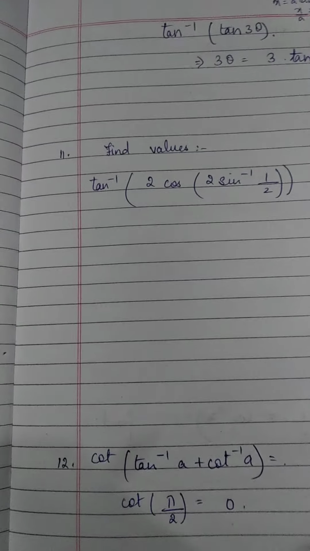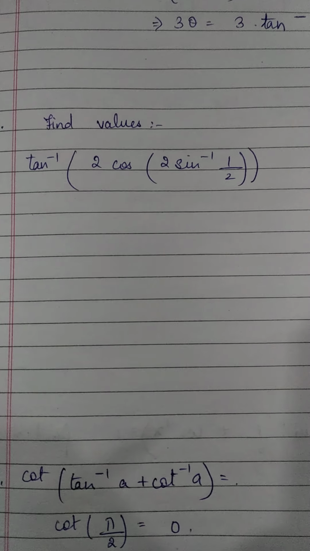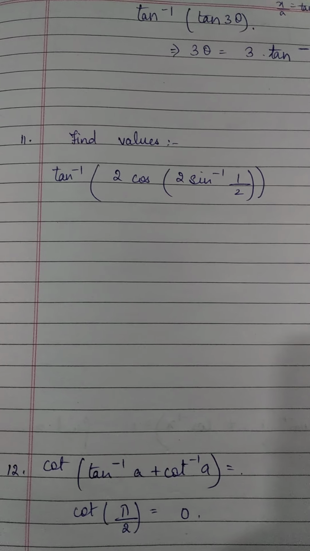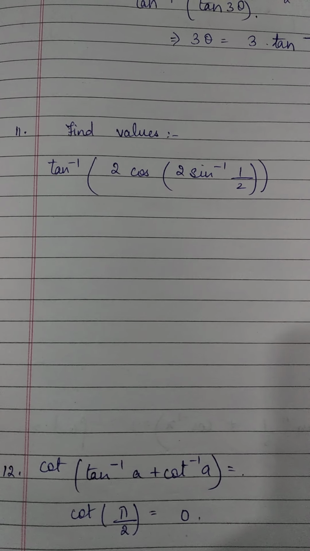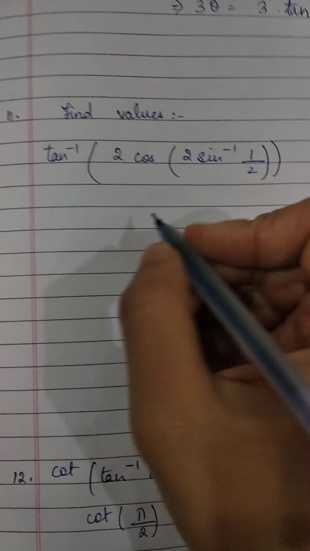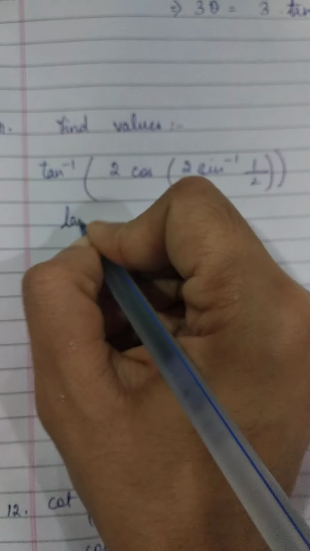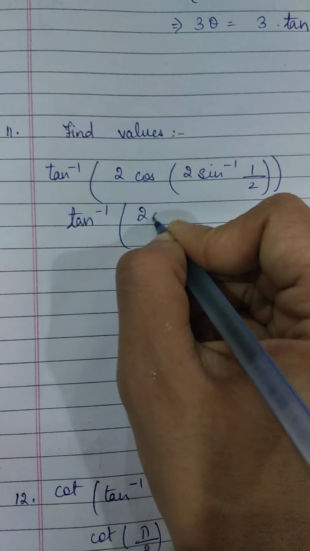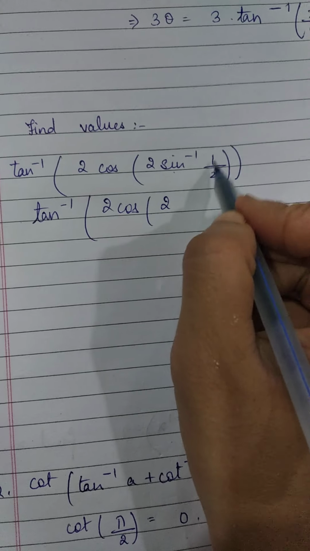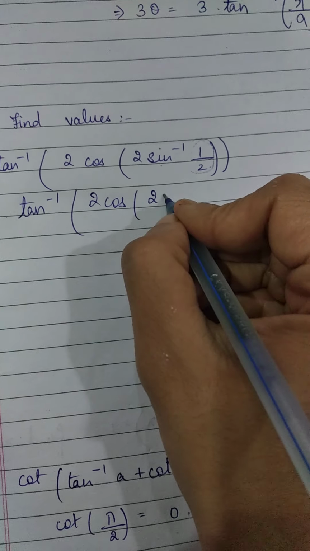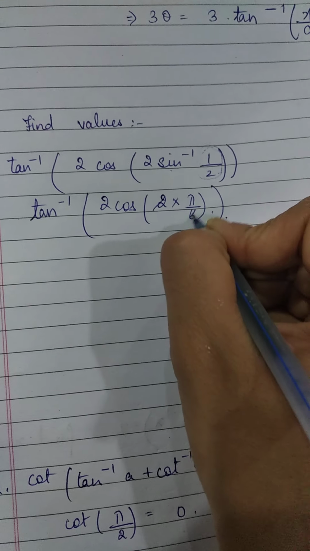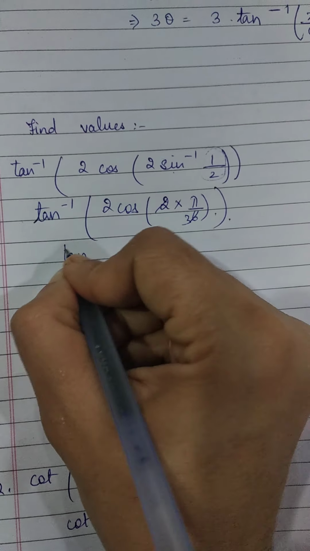With this, we move on to question number 11. We have to find out the value of this. In question number 11 to 15, we have to simply find out the values of the following. So tan inverse, we'll just go by the innermost bracket term. So 2 sine inverse 1 by 2. Sine inverse 1 by 2 at what angle? 30 degree. So it's pi by 6. Right? So that's 3.